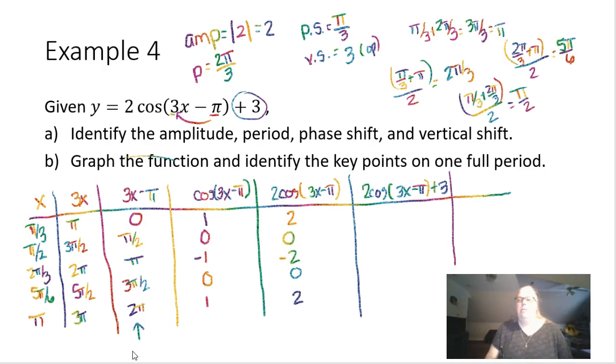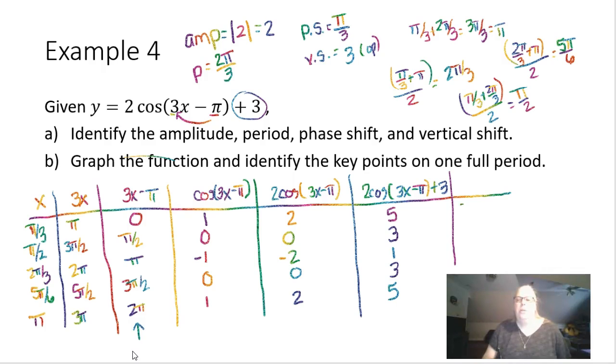And then finally the vertical shift. So we're going to take this column and add 3. 2 plus 3 is 5. 0 plus 3 is 3. -2 plus 3 is 1. 0 plus 3 is 3. And 2 plus 3 is 5.